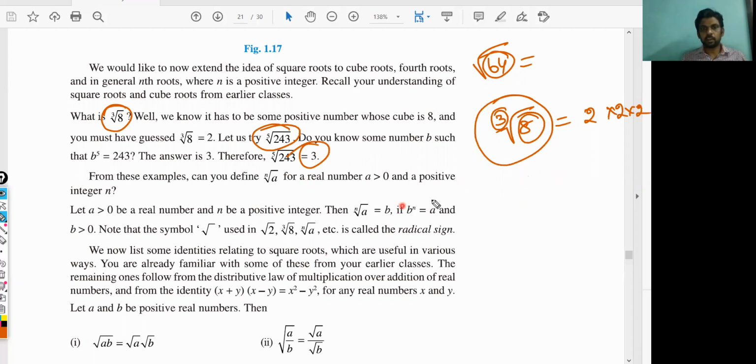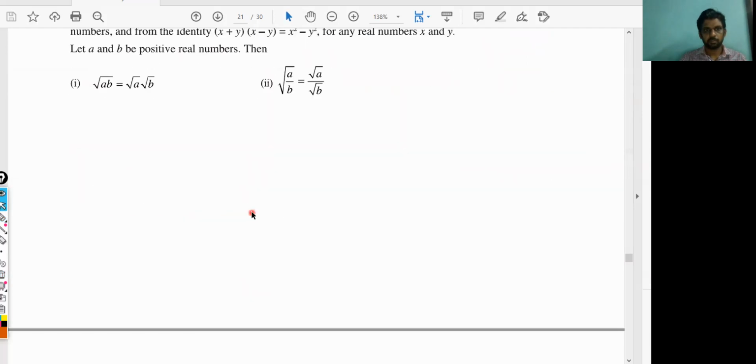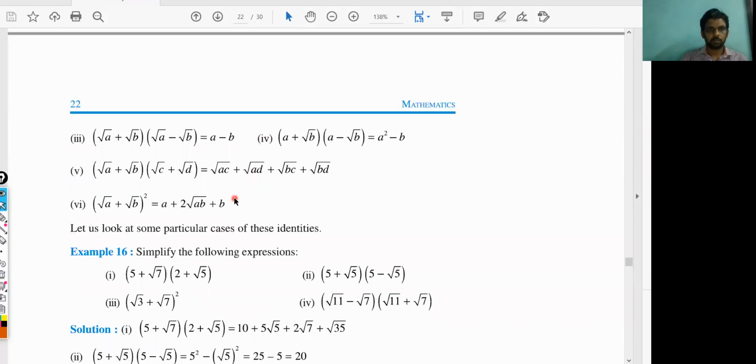So the concept they have said here is, if cube root of 8 is equal to 2, then 8 is nothing but 2 power 3. The same concept is used here. If the nth root of A is equal to B, then A is equal to B power n. Simple. So you can use all other operations simply.